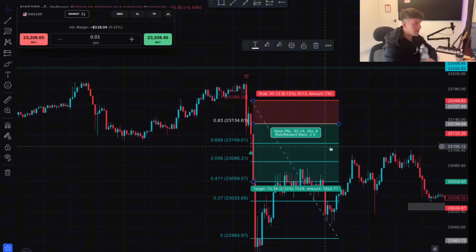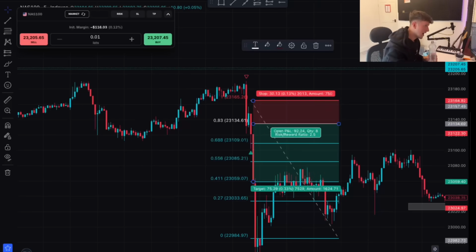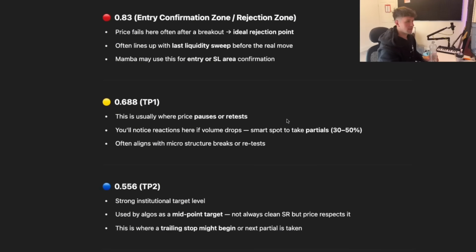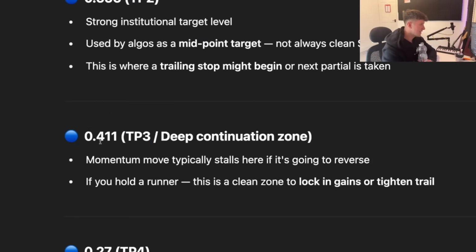Let's get to target 3. Target 3 is a 2.5 RR. So what is target 3? This is the 0.411 level, and this is a deep continuation zone. Momentum move typically stalls here if it's going to reverse. If you hold a runner, this is a clean zone to lock in gains or tighten a trail. Meaning if we're trailing our stops, this is where we want to begin to make it tighter. So rather than maybe an hour apart at the beginning of the trade, we're going to start to make it 0.5 hour apart or even closer, because this is a point where it's going to start to reverse.